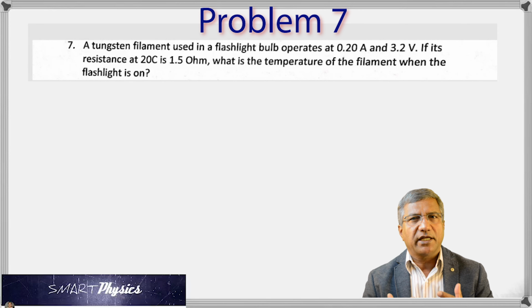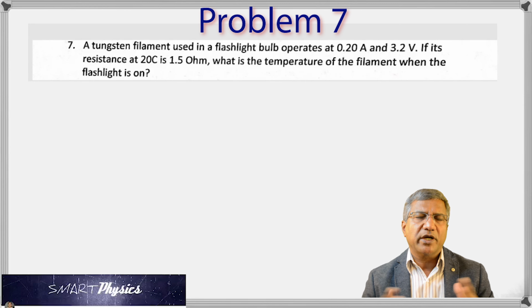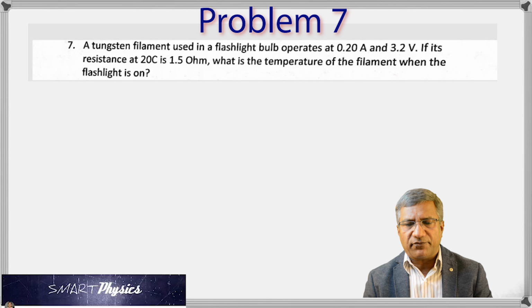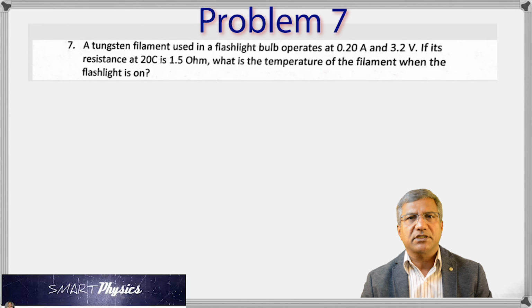Even in a flashlight bulb, it gets so hot. In fact, most of the energy is wasted in the form of heat. Only a little is transformed into light. So a tungsten filament used in a flashlight bulb operates at 0.20 ampere and 3.2 volt. If its resistance at 20 degrees Celsius is 1.5 ohm, what is the temperature of the filament when the flashlight is on? So this is clearly the variation of resistance with temperature.